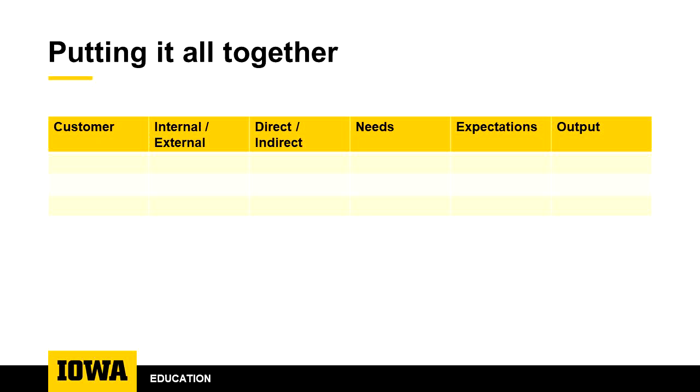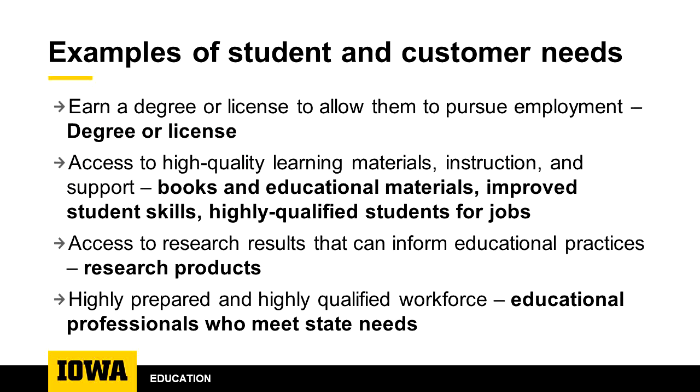And outputs, these are the things that your unit produces that are designed to meet a need. So here's a couple examples. You can see in bold here, if a student needs a degree or license, the output, of course, then is degrees or licenses. So this is the idea of aligning student and customer needs with the output produced by your unit, and that's this next section.